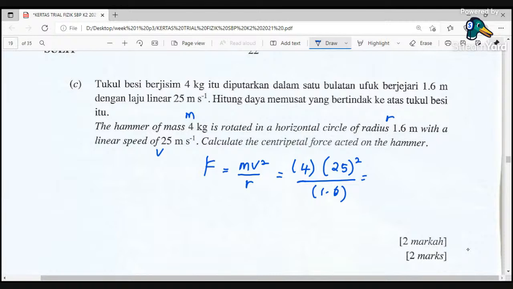Okay, use the calculator to calculate. You should get the answer as 1562.5 Newton. So the unit is Newton. Unit must be correct. Yeah?